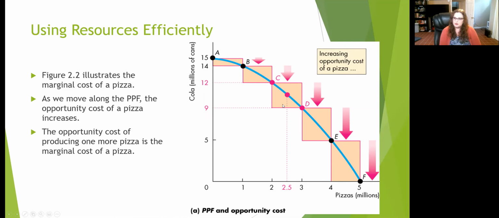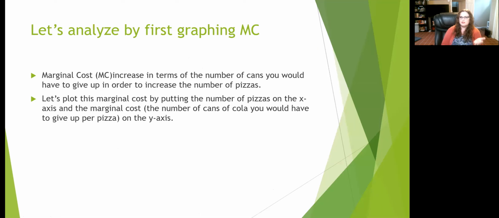In this case, we have 2.5 million pizzas. And we have about, I don't know, 10.5, 11 million sodas. That seems like a good amount, right? That's like 3 or 4 sodas to each pizza. People are pretty happy. Okay, all right, this could be good. Maybe that might be where we are to keep things efficient. So we have to kind of graph this marginal cost. Graphing the marginal cost will allow us to figure out what this looks like over time, right?